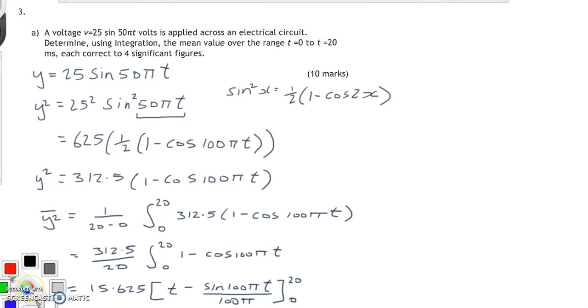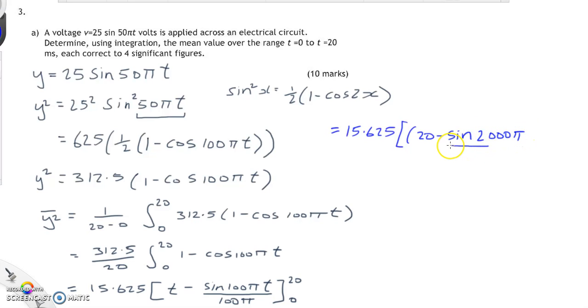I'll just change the colour. Right, so starting again up here, we're going to have 15.625 times, we have a double bracket, 20 minus sine 2000 pi over 100 pi, minus, then in the next case t is going to be 0 and sine on top is going to be sine 0, which comes to 0, so the whole second bracket will come to 0, which makes life easy.